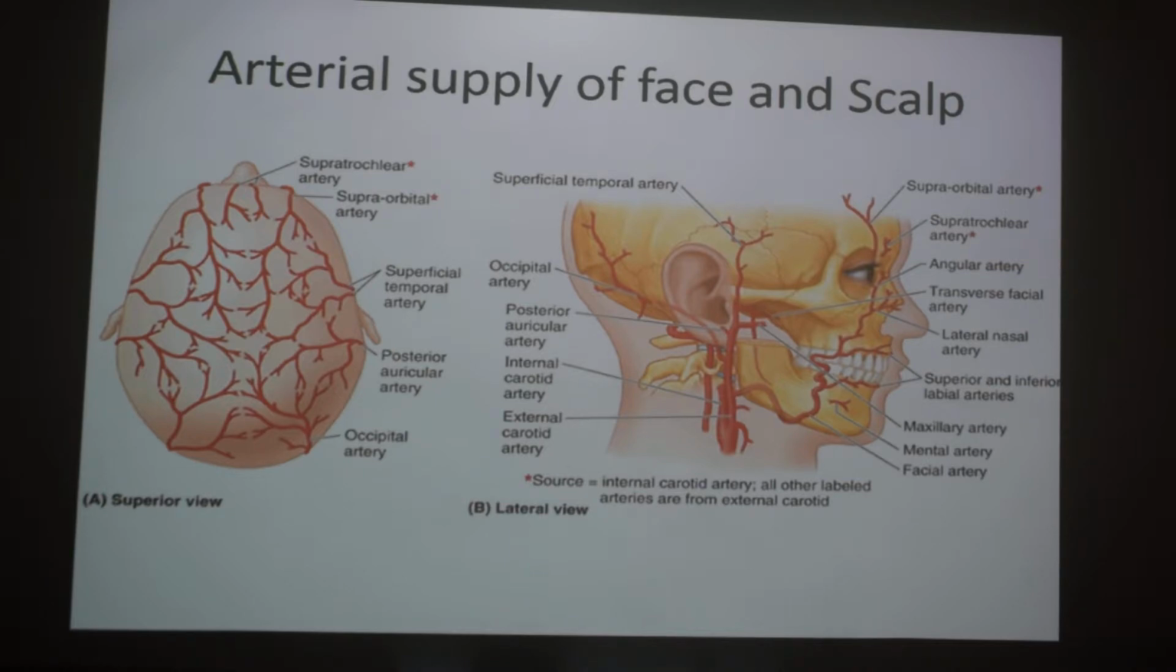It starts just above the thyroid cartilage, and it gives this branch which is called the superior thyroid artery, which supplies the thyroid gland. The second one is going to run along the pharynx, so it is called the ascending pharyngeal artery. The third one is called the lingual artery, which is going to go to the tongue.